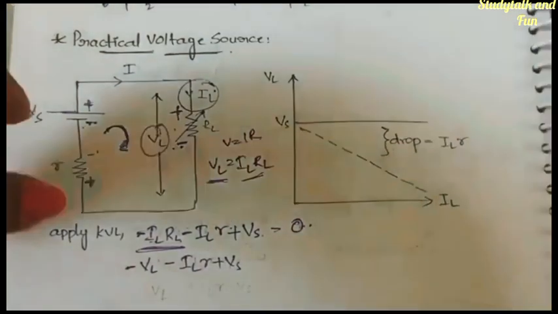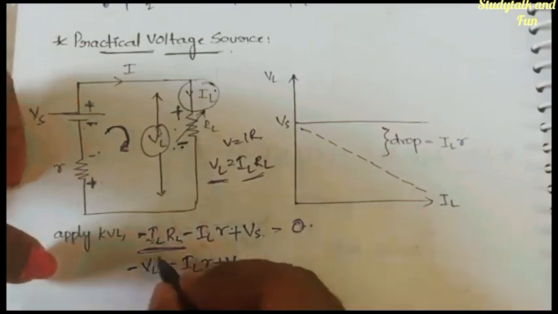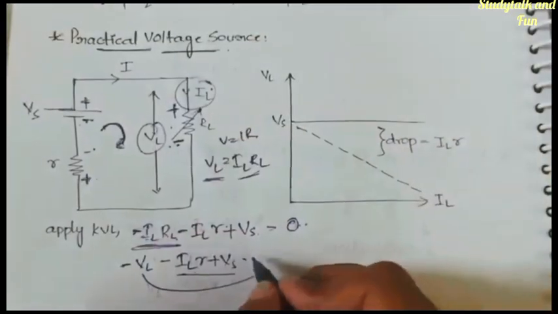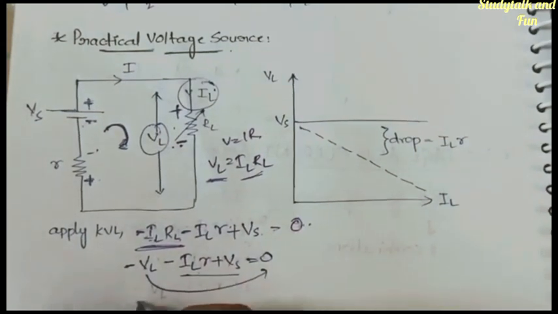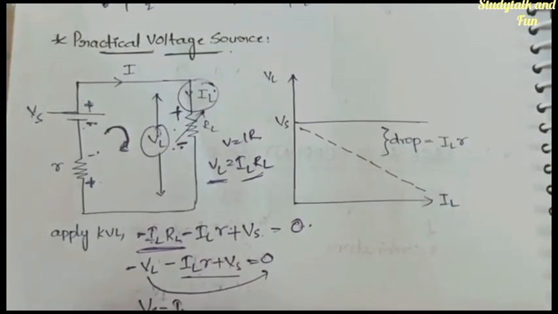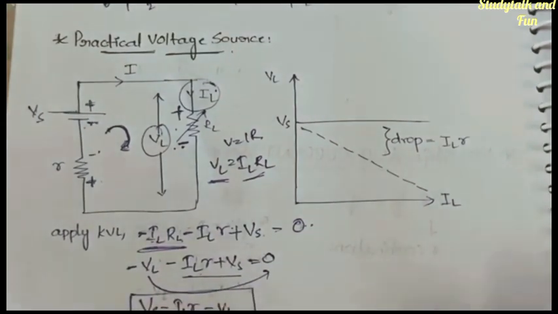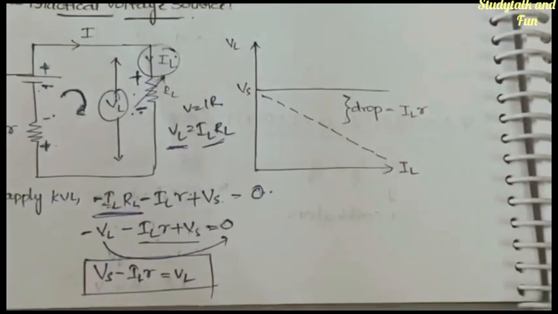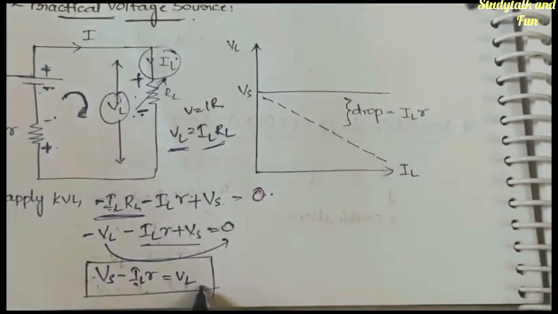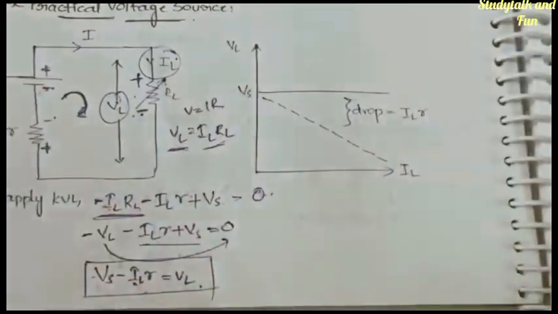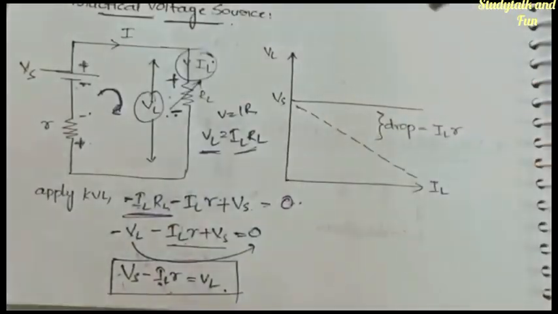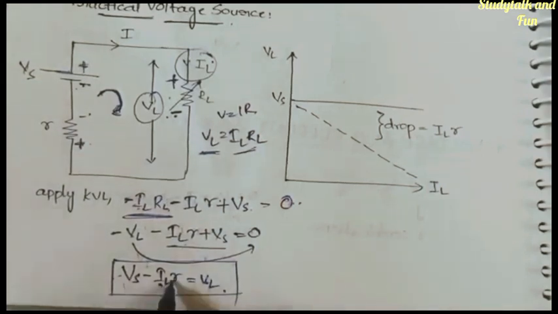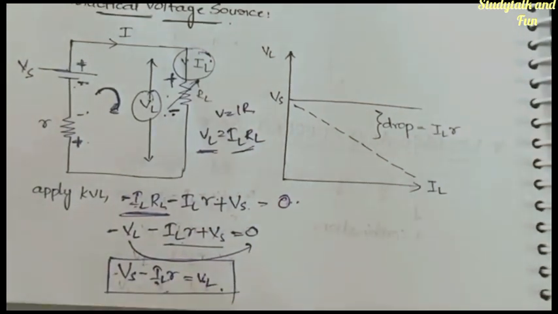Now let us send VL to this side, is equal to 0, right? VL goes to that side, and you will get Vs minus IL into r is equal to VL. Initially, in the ideal case, VL is directly equal to Vs, but in the practical case, what is happening? VL is equal to Vs minus, you are subtracting some amount of voltage.